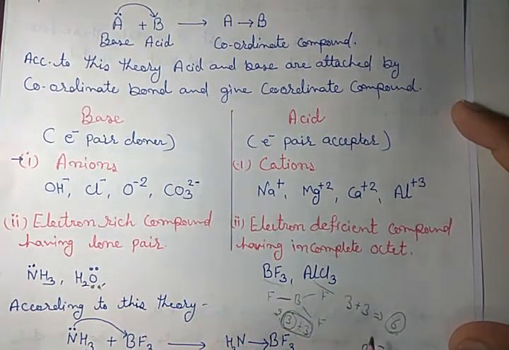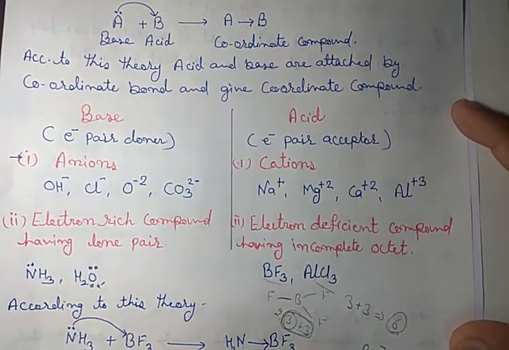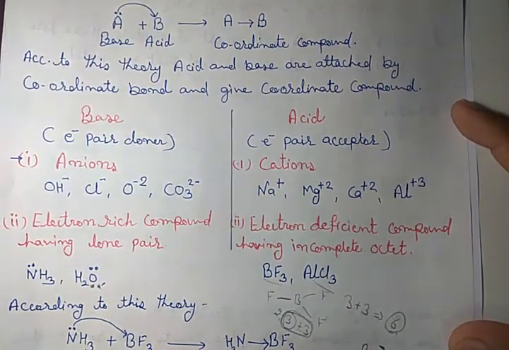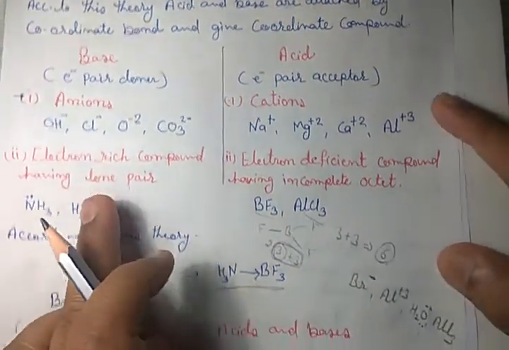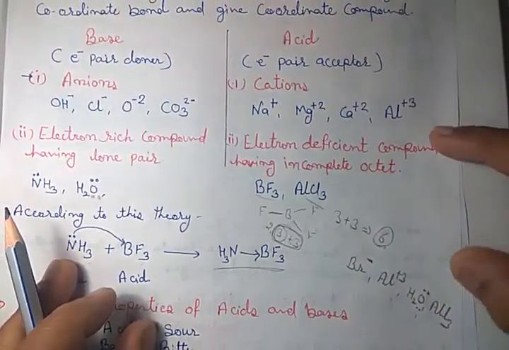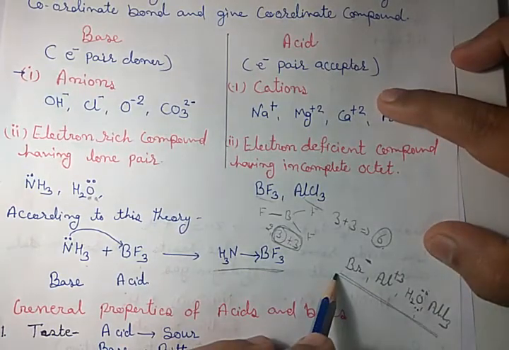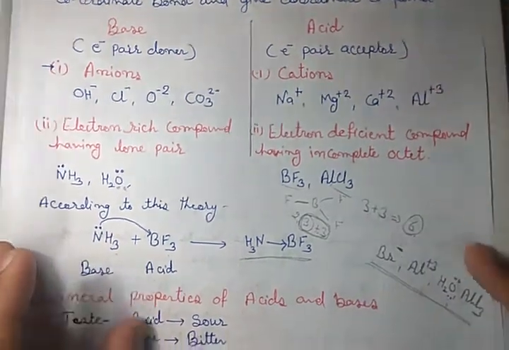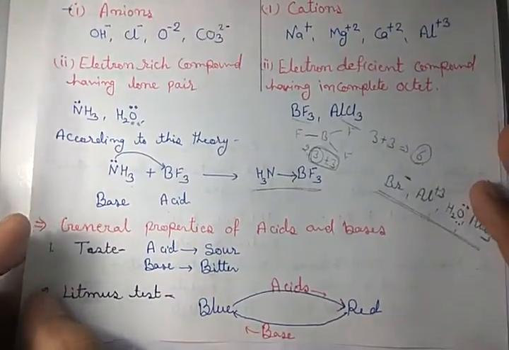For that you have to notice some things: if there is a negative charge or the presence of an electron pair, then it comes in the category of base. But if there is a positive charge or an electron deficient species, then it comes in the category of acid. So that kind of question comes in our paper. Okay, now move to the next topic, that is general properties of acid and base.